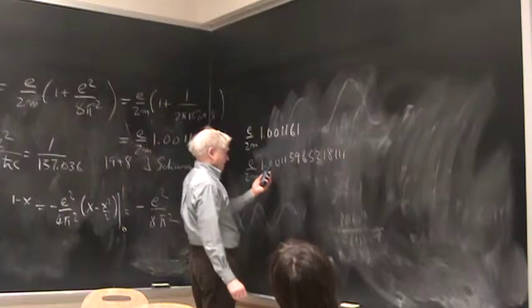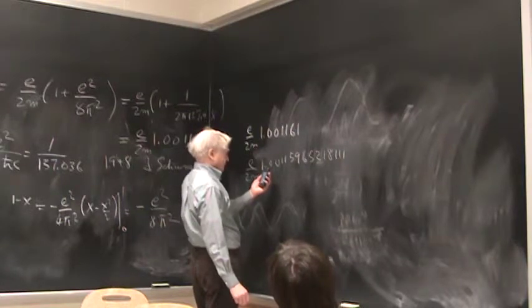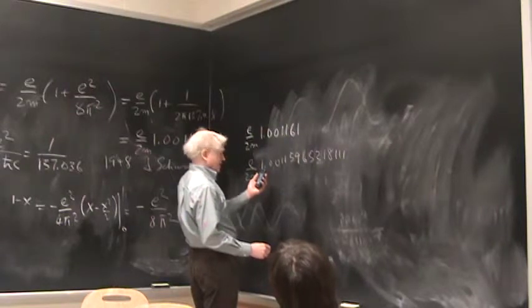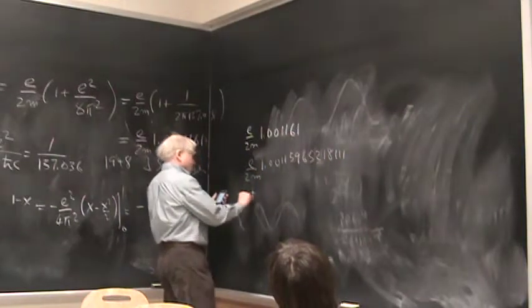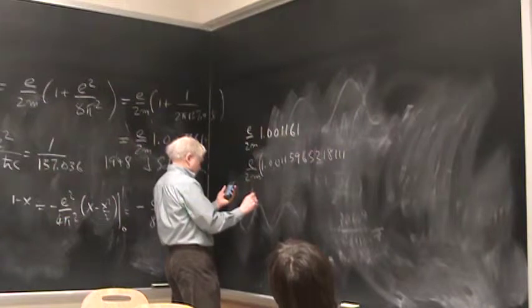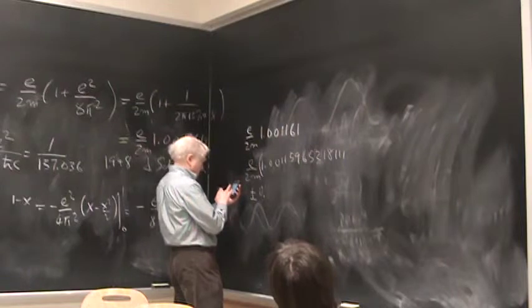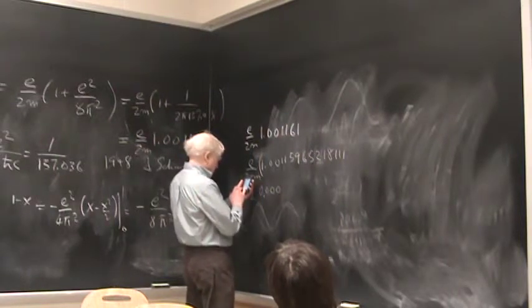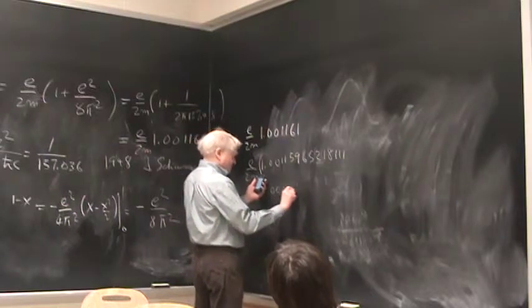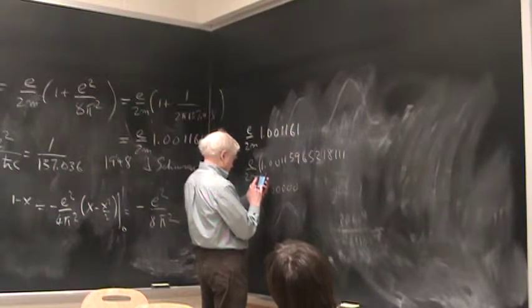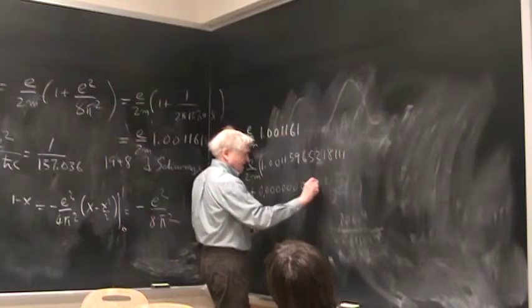596 5218111. This is the experimental value with an uncertainty. This is incredible. The uncertainty, let me just write it down: plus or minus 0.000, 0.000. I think it's six more zeros.